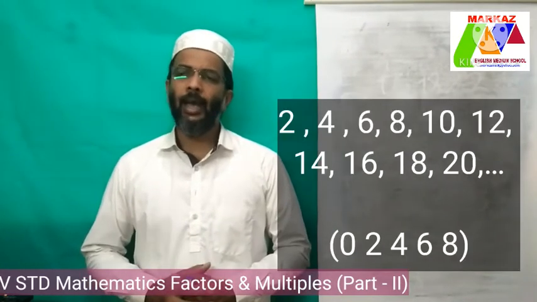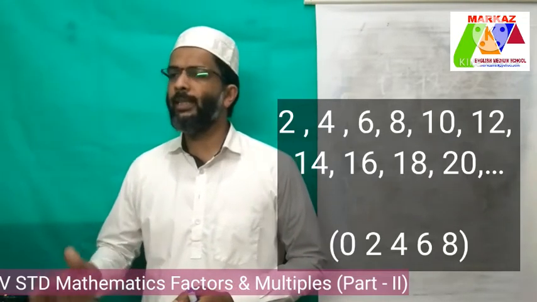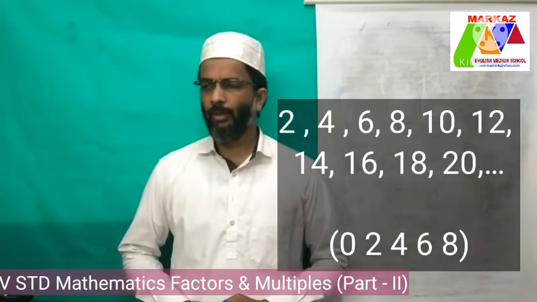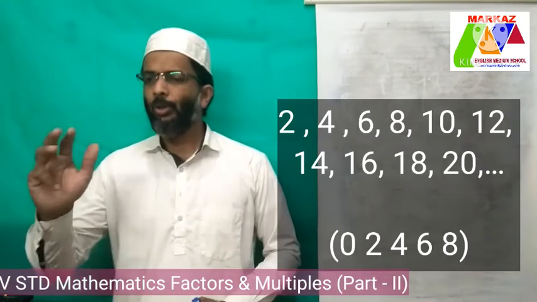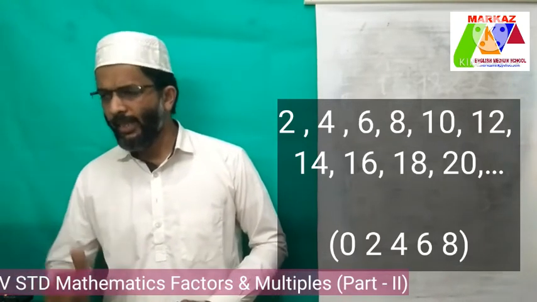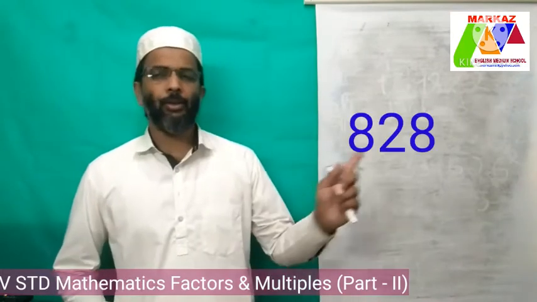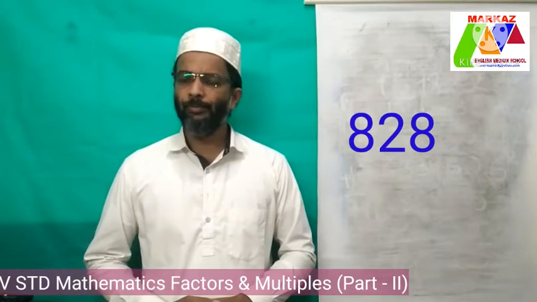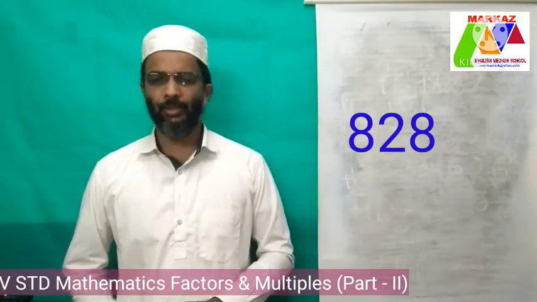All the numbers that have the digits 0, 2, 4, 6, 8 in the ones place are even numbers. 828, is this number even number or odd number? Yes, even number because ones place is 8.